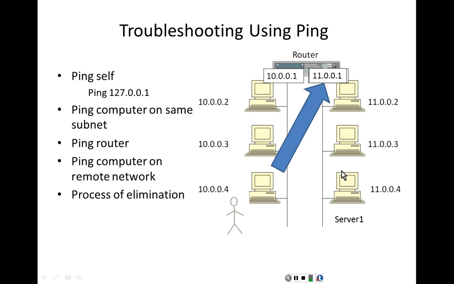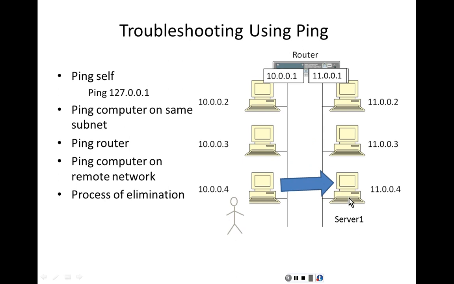Then you see if you can ping another computer which is on the same network as the server that the user cannot get to. If you can ping that computer, then you know there's a good cable connection to the router. If you cannot ping that computer, that implies that there is a cable break somewhere. If we can ping this computer, then we know the cable is good going to the router. Then the last thing to do would be to try to ping server 1.